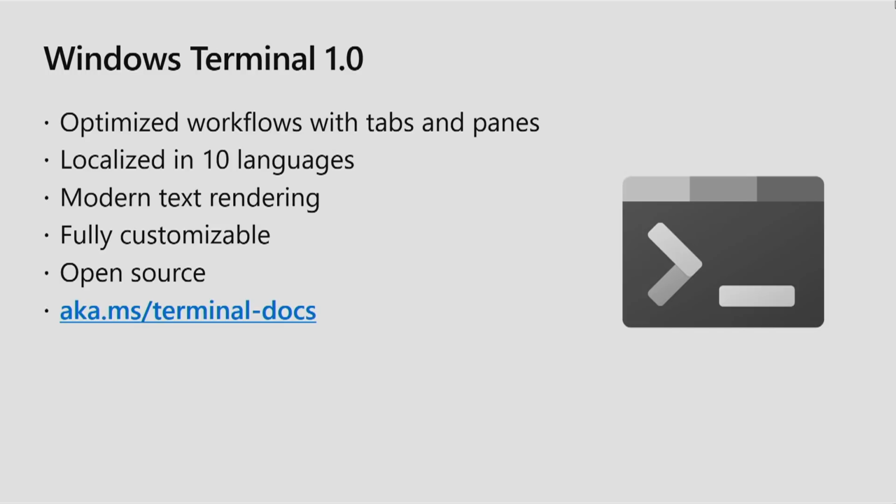So what comes with 1.0? Well, you can optimize your workflows with both tabs and panes. You can run any command line application in tabs or within multiple panes inside a tab. You can also run it in 10 different languages. If you are familiar with a different language aside from English, we have localized it in 10 different languages. And since we've localized it, we also have a modern text rendering engine, and it will render both Unicode and UTF-8 characters. So you can have emoji as well as all those languages that you like to use.